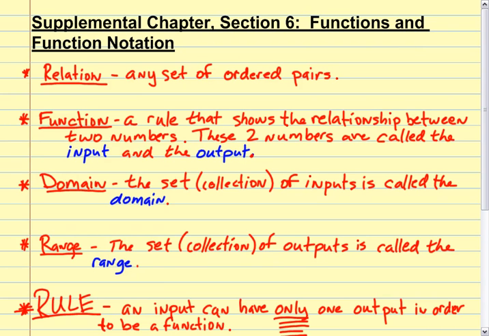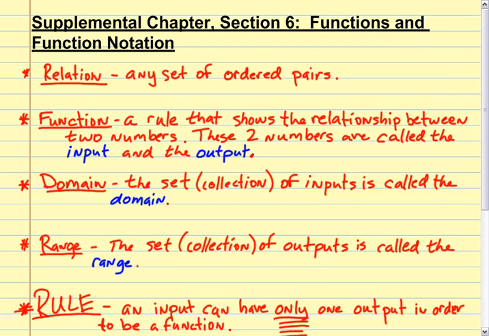Functions and function notation. Now listen, you guys have been changing things into function form. You've heard me use the word function. Now I want to talk about functions, define them for you, talk about parts of functions, talk about function notation, which is really the naming of functions. All right, we'll get to that in just a minute.